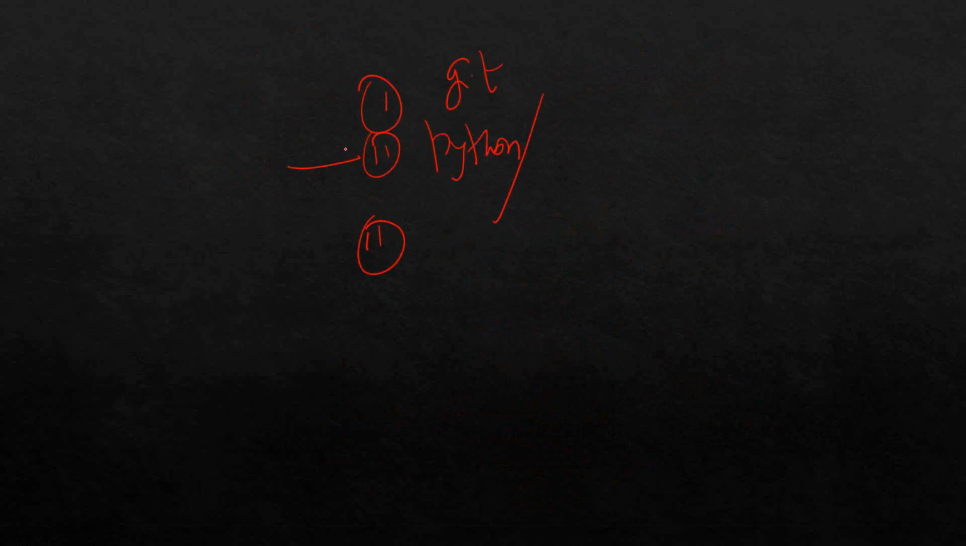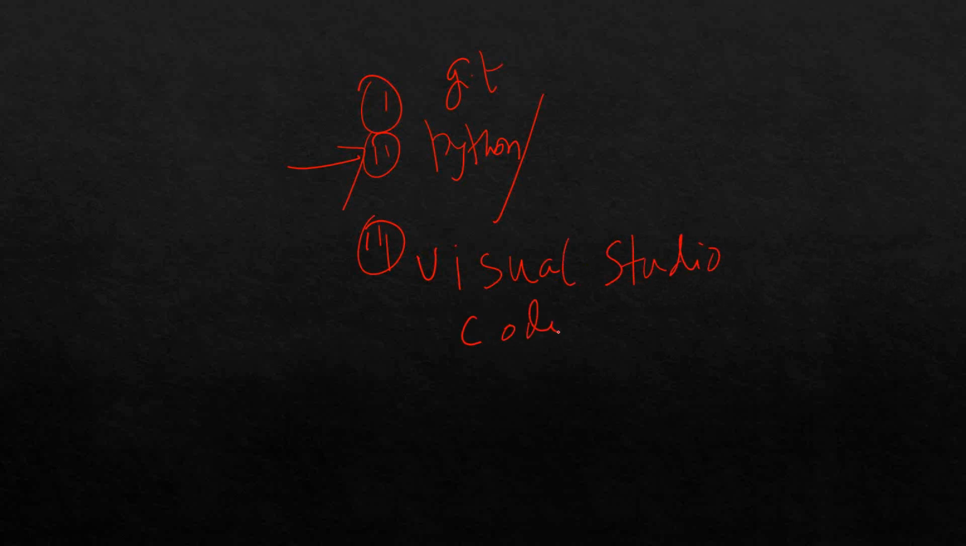I already told you that after the class, you please go ahead and install Git. If you don't have Python in your system, you can install Python. If you don't want to install Python, it's okay. You can skip this and you can go and install Visual Studio Code. I think that's the name.